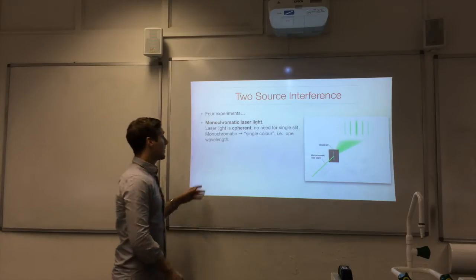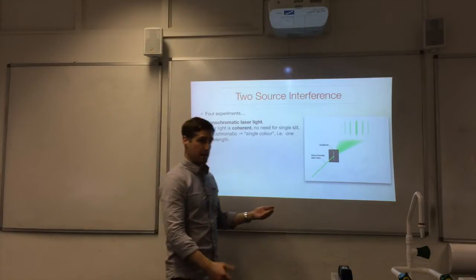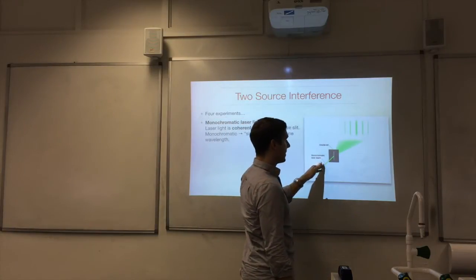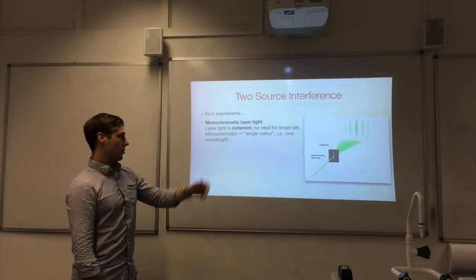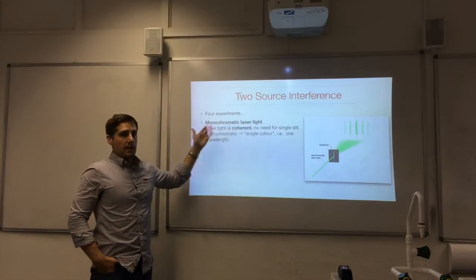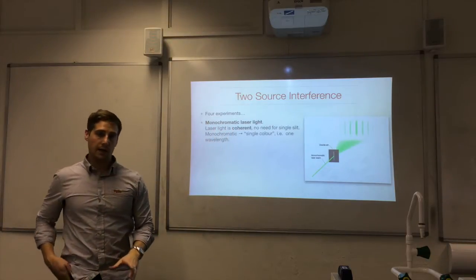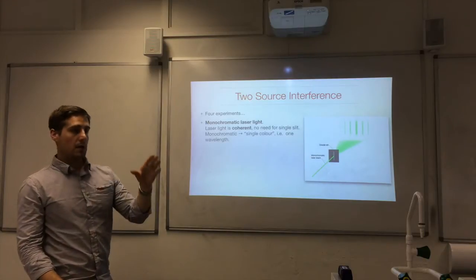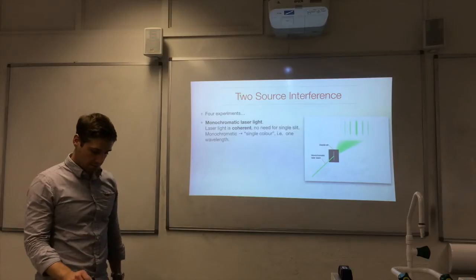colours of laser light. And laser light is coherent, so you don't need the single slit, so it's a bit easier to work with. Just pass your laser light through the double slit, and that'll give you your interference pattern. Monochromatic means single colour, so it gives you a single wavelength of light. So you might be in the red region, so 600 nanometres, for example.